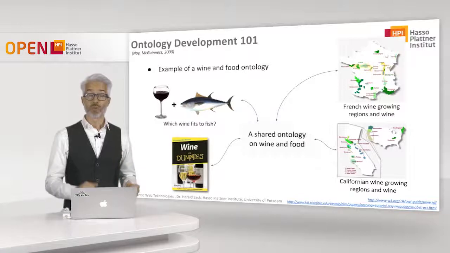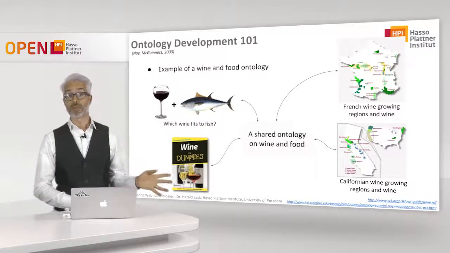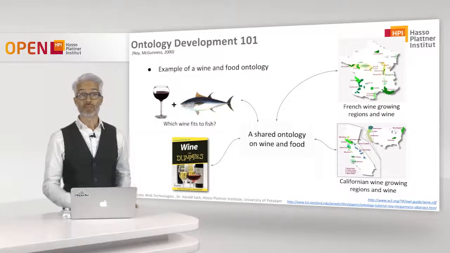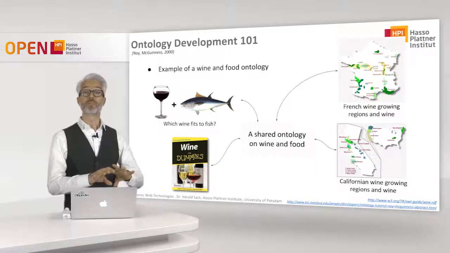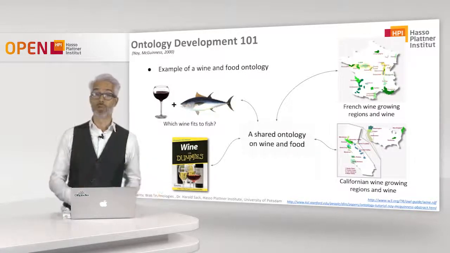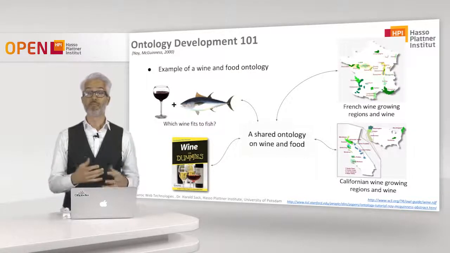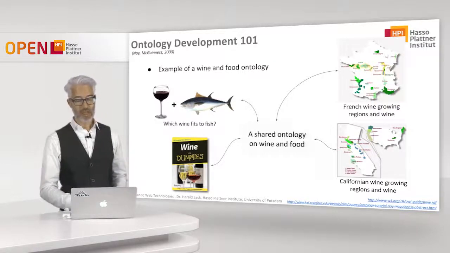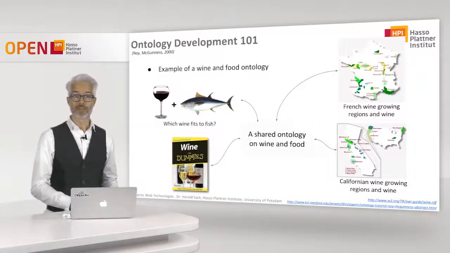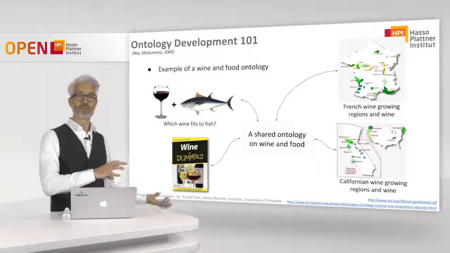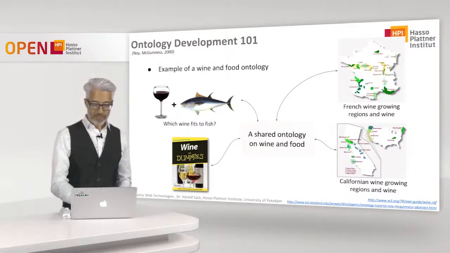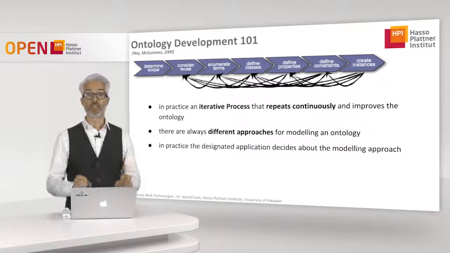One of the most prominent methods, of course, it's only a toy example here, is the so-called Ontology Development 101, which has been developed by Natasha Noy and Deborah McGuinness in 2000. They propose an ontology, the wine and food ontology, which is about specific wine growing regions in France and, for example, in California, and it should answer questions like which kind of wine fits to which kind of dish. And for that, they are following a special methodology.